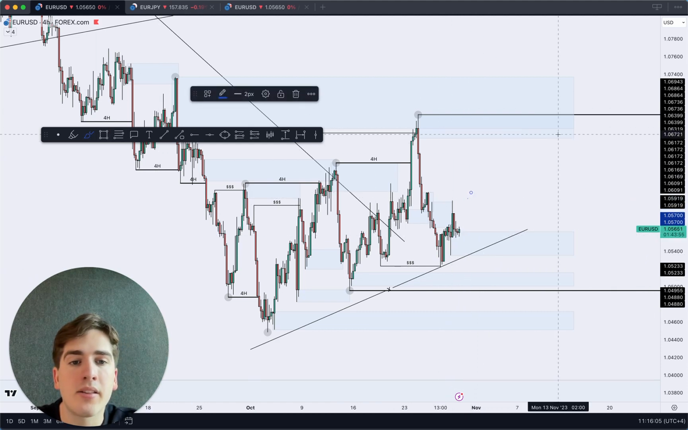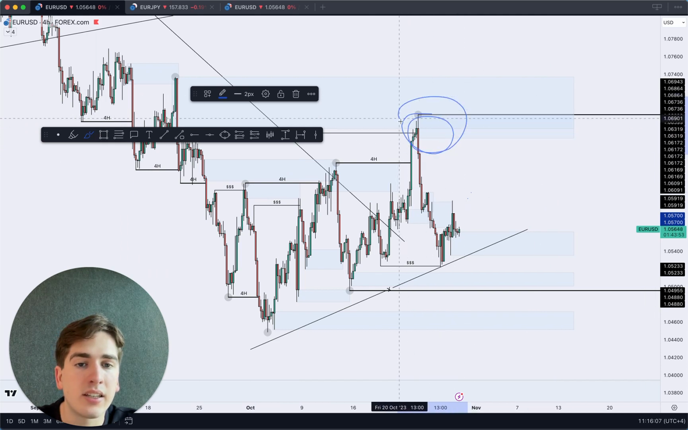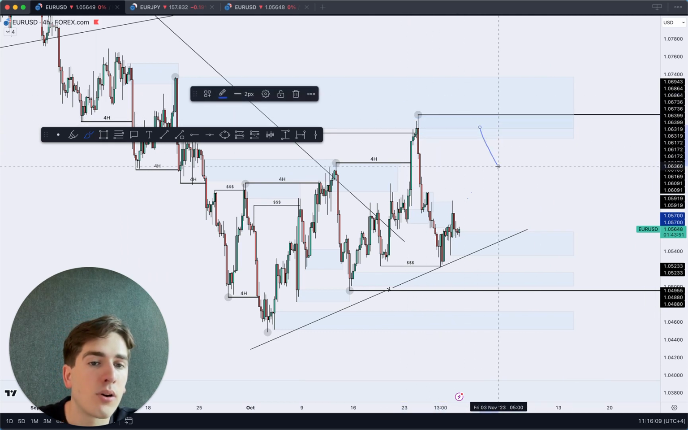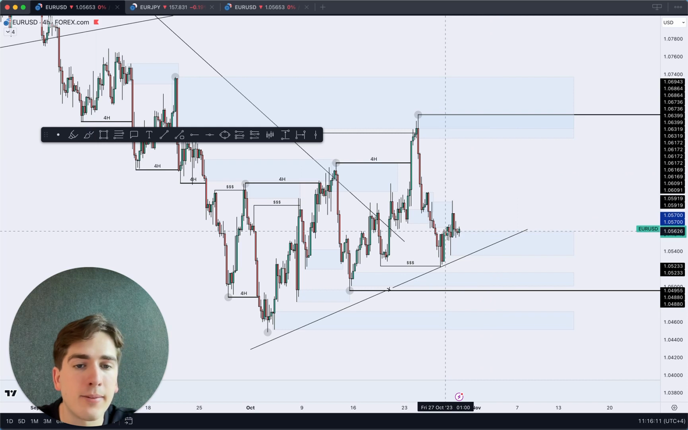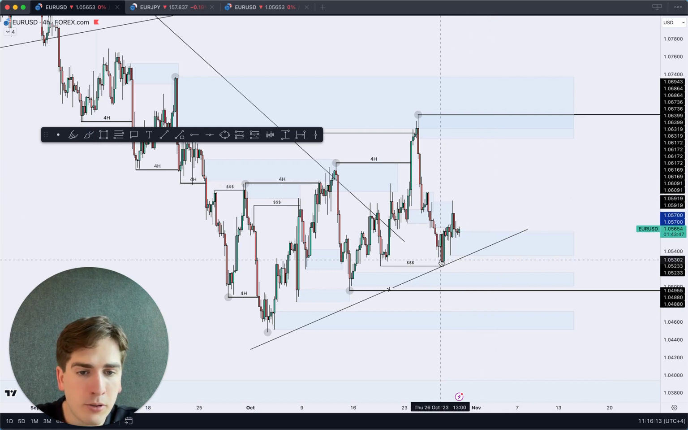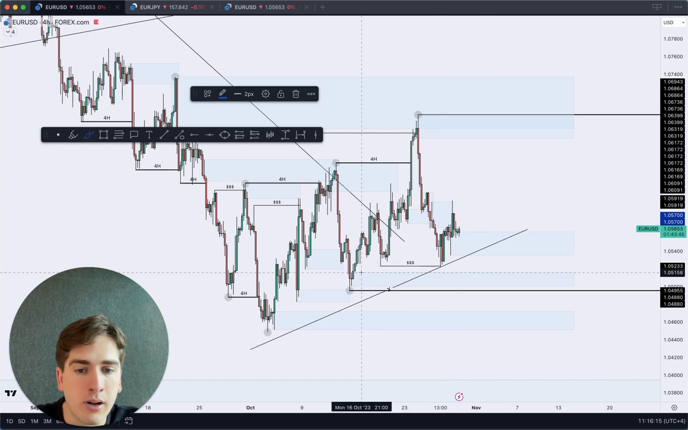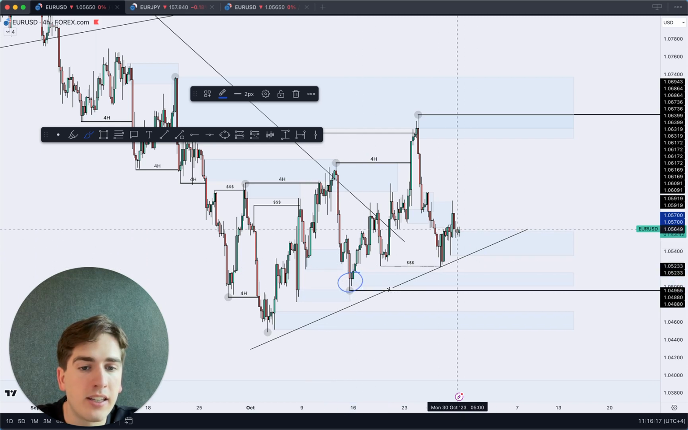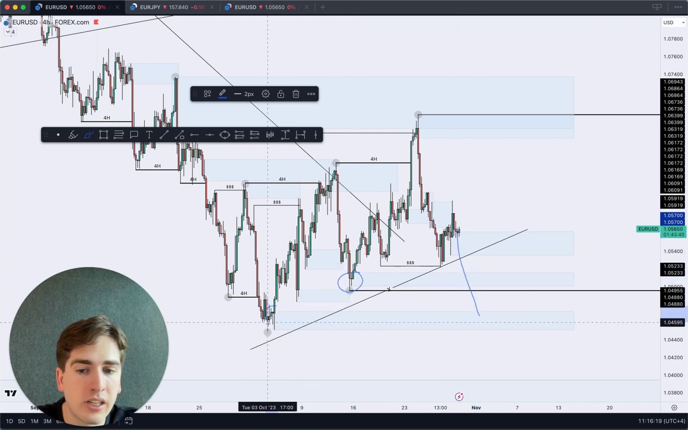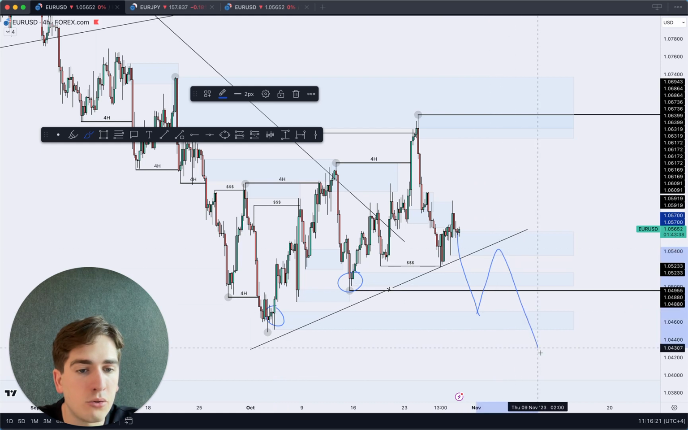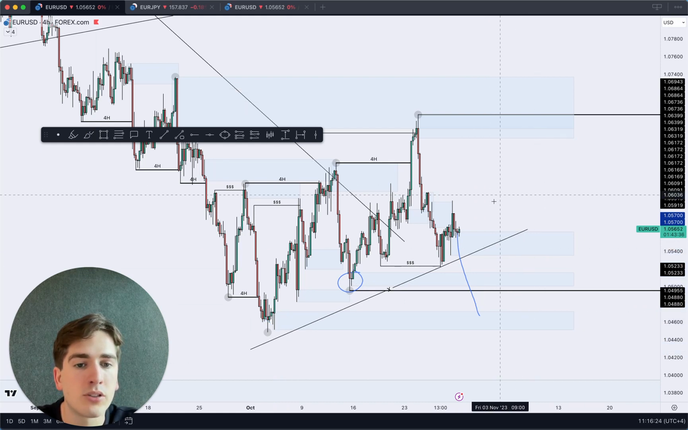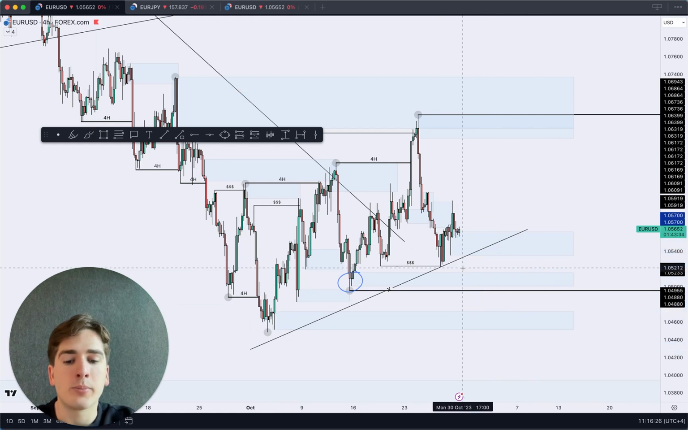If we do push up higher, then I'll of course be looking to target this area of extreme supply for a potential pullback from there. So yeah, that is pretty much Euro Dollar. If we do push down lower, let's keep our eyes out for this extreme area of demand. If we break through that, look for a push in towards here, then we look for the pullback to trade Euro Dollar further downwards. So that is the 4-hour perspective for Euro Dollar.